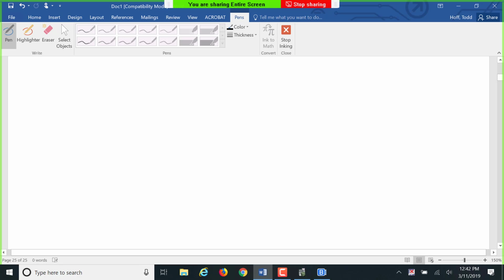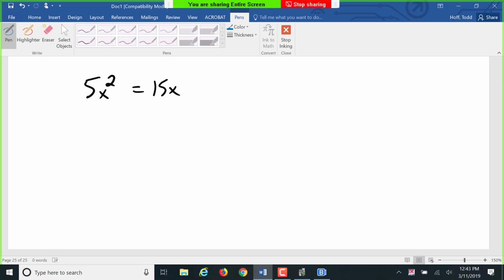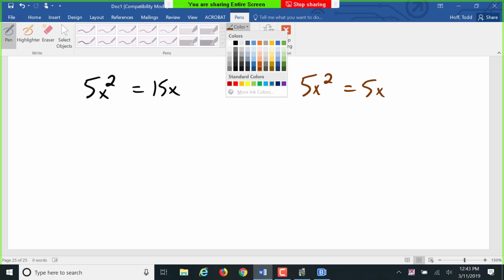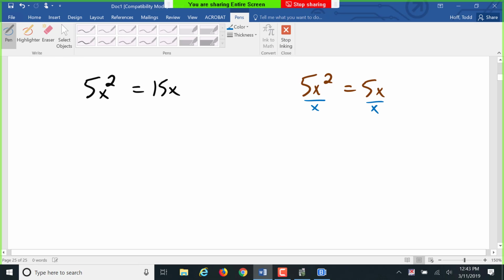we might have something simple like 5x squared equals 15x. No matter how hard I want to, I can't solve this using standard methods. Now you might be looking at that and say, well, why can't I just divide out an x? If I divide by x, well, doesn't that work?